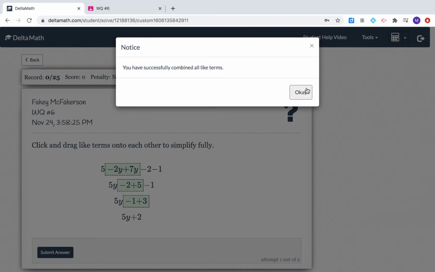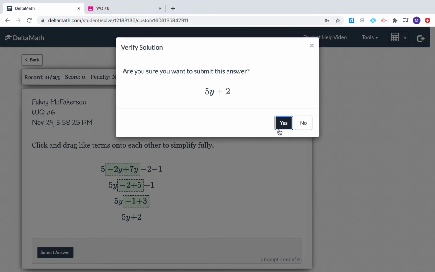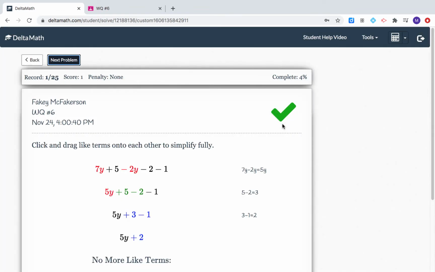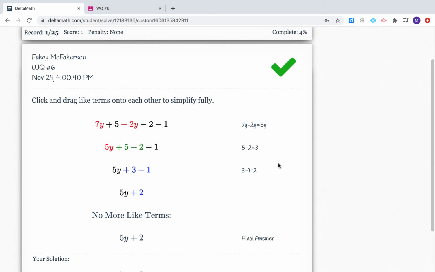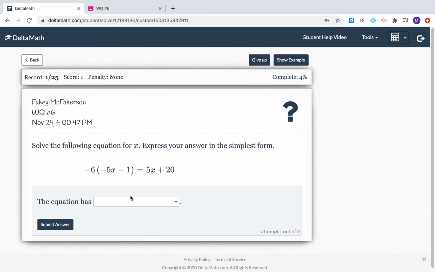And so it says you've successfully combined all like terms, and then I can submit answer, and we are good to go. And it gives me kind of a breakdown of what I just did. So in case you get it wrong, you can look at that and see what the mistake was.